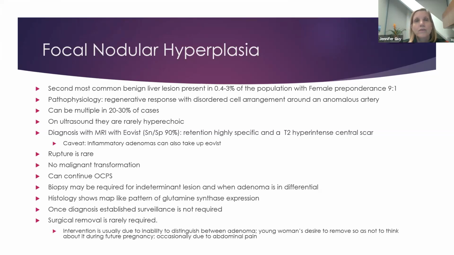On histology, there is a map-like staining pattern for glutamine synthase. And this is different than a glutamine synthase stain that we use for adenoma, which I'll talk about in a bit. And once the diagnosis is established, because they don't rupture and because they don't have malignant transformation, FNHs also do not need to be followed further. Surgical removal, therefore, is rarely indicated.